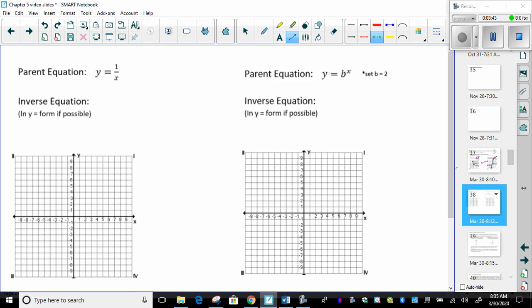Okay, next two. y equals 1 over x and y equals b to the x. These are two special types. Their inverse is a little bit different. So we'll start by working through the first one, y equals 1 over x.